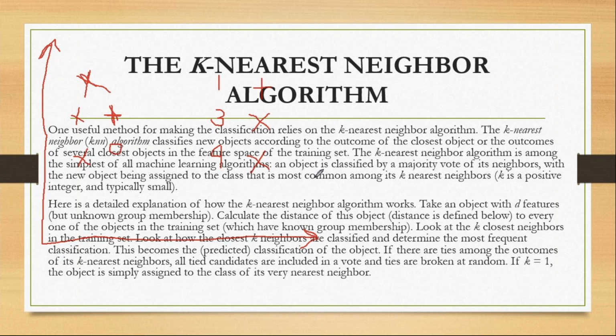Okay, so here as I mentioned, for k equal to 1, I think you have understood that it goes with plus. So it is classified as plus, right? Now let's say if I have k equal to 3, so these three are the nearest samples that I have.